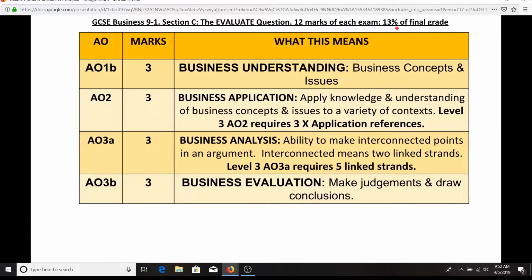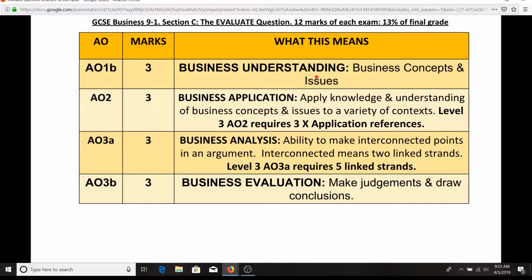So it isn't actually as important as, say for instance, the explain questions. So if you're really targeting, say, grade 4, grade 5, you've really got to focus on nailing those explain questions as well as the discuss question, and then you're already up to 24 marks of the entire paper. Okay, so really focus on this. However, you do want to be able to pick up some marks here, and if you're aiming for grades 7, 8, 9, it's really important that you can answer this evaluate question well.